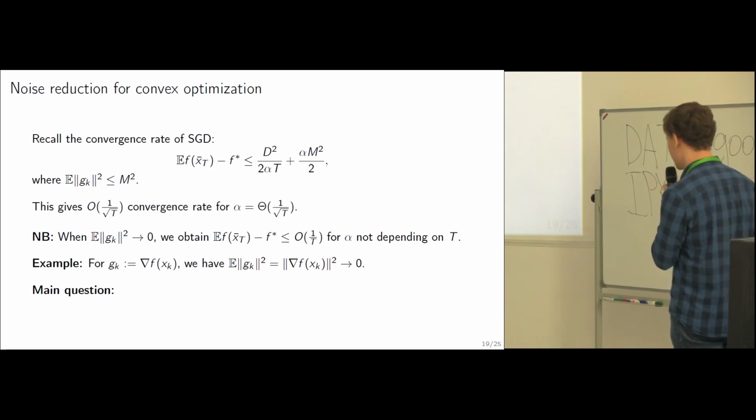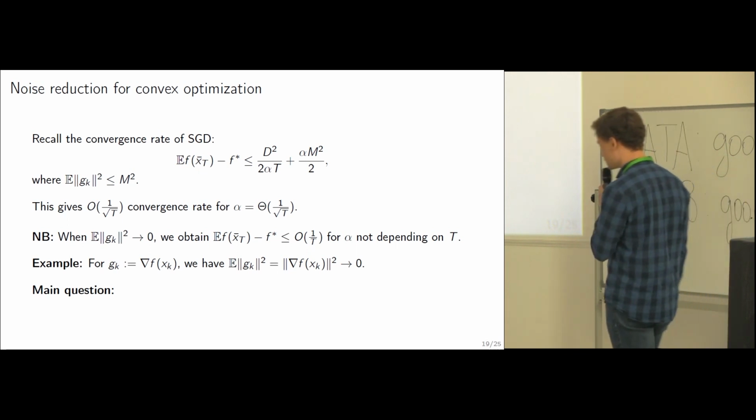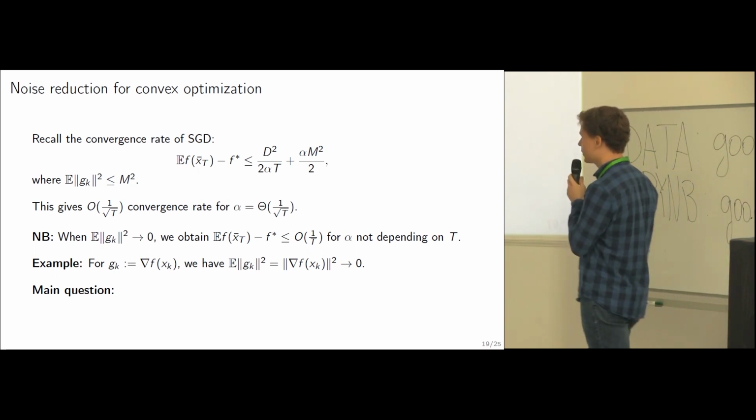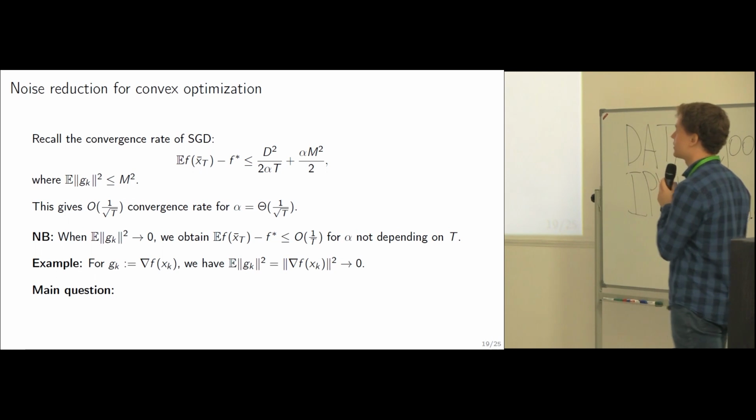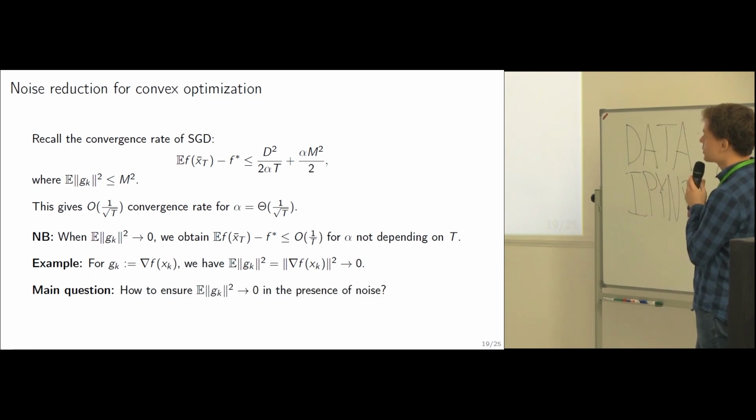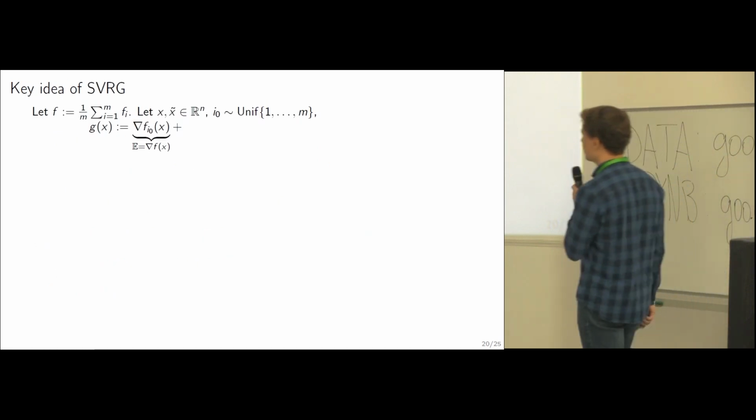So this is just some idea, but we will now see how this is actually implemented. And the main question, of course, is how to ensure the same thing, that the magnitude of our stochastic gradient goes to 0 in the presence of noise, when we do not have exact gradients, but we have only stochastic gradients. How to do this? And actually, it's a very interesting idea.